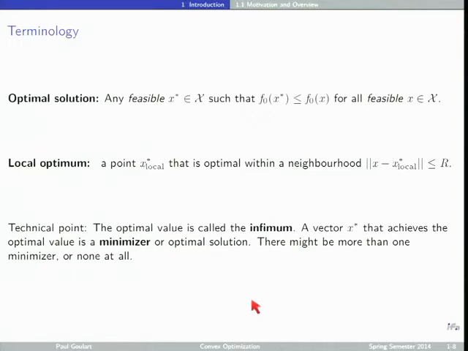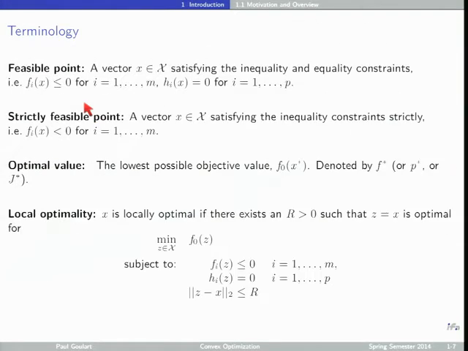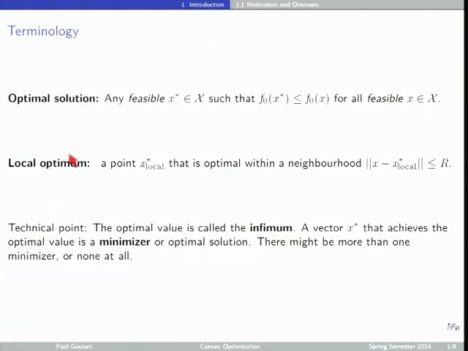Now that's the value, but now I can talk about the solution. I say that the solution is an optimal solution if it's the one that achieves the lowest value. And I say that it's a local optimizer, if it's the best one in its neighborhood.